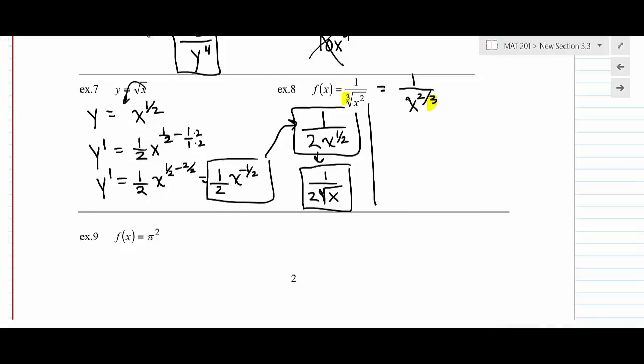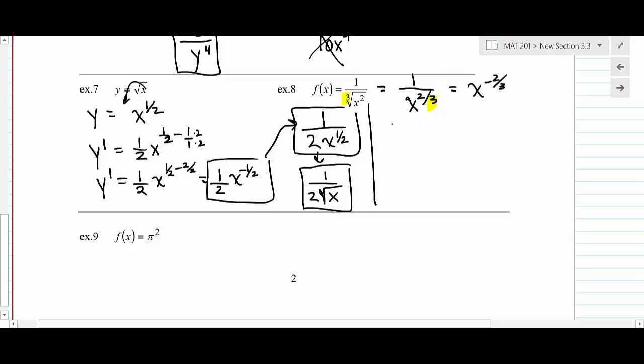Then what? Bring it to the top. You got to make it x to a power. You can't use the power rule unless it says x to a power. So you have to say x to the negative 2/3 like that. Now I'm going to do the derivative.